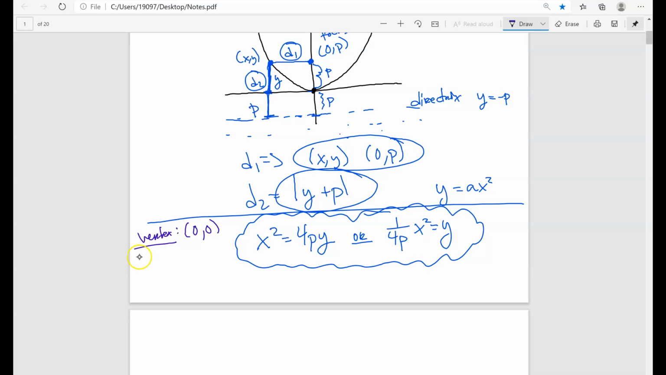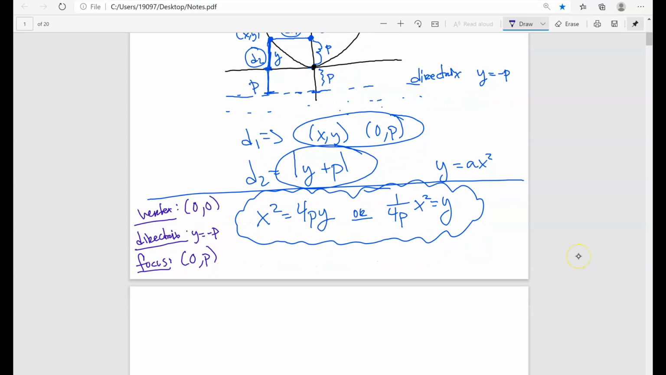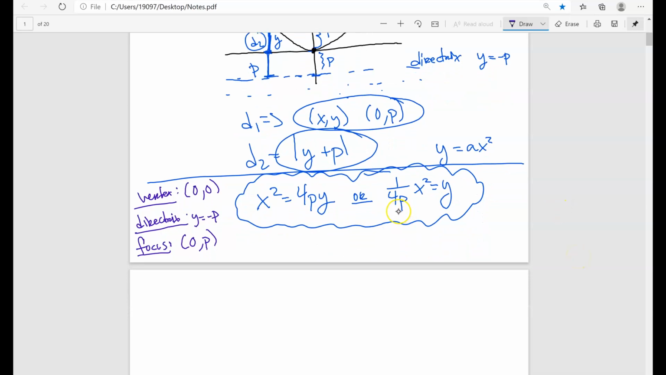So here the equation of the directrix is going to be y equals negative p, no surprise there. And the point for the focus is going to be 0, comma p. Okay, so that's basically what we have. Now notice that the value of p will determine if I have a happy or a sad parabola. If p is positive, you're going to have an upward parabola. And if p is negative, you're going to have a downward parabola.